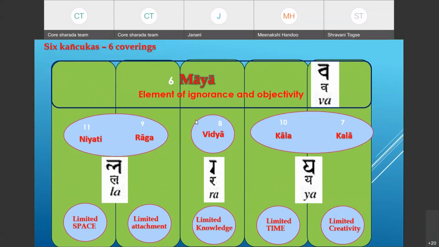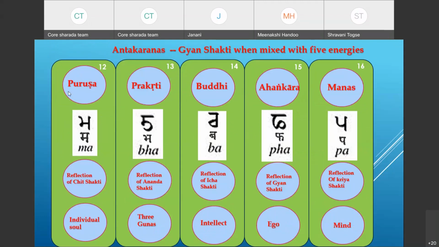Coverings, why coverings? Because we also learned this is also a power in Shiva, right? Where basically he hides his own identity. How does he hide? With these 6 Kanchukas: Maya, Niyati, Rag, Vidya, Kala, and Kala. So this is limited space, limited attachment, limited knowledge, limited time, limited creativity. So these are all limitations which he basically adds on this Purusha.